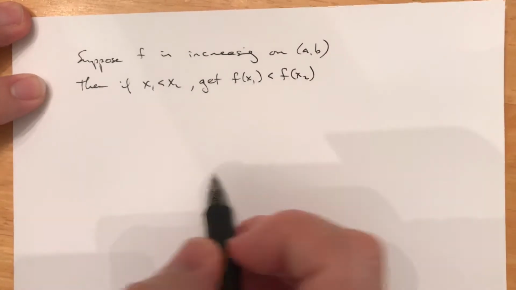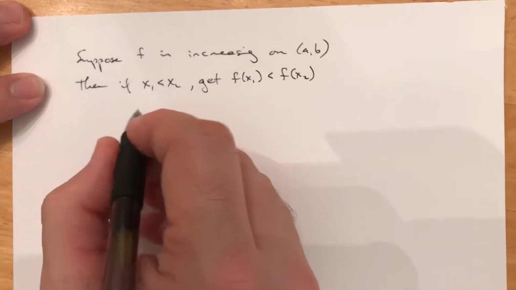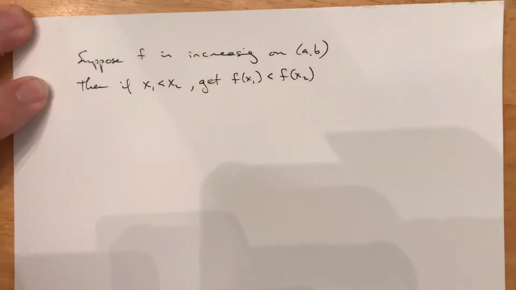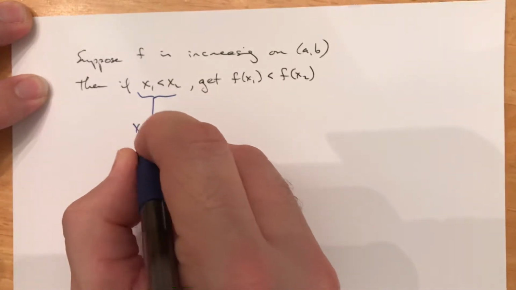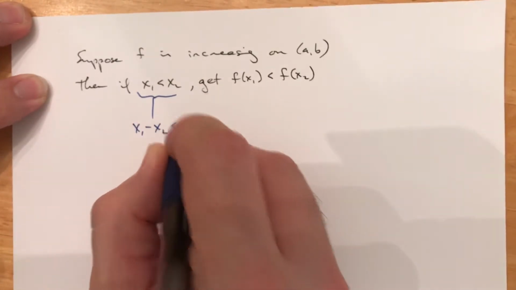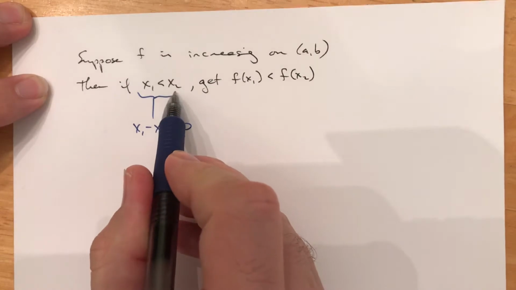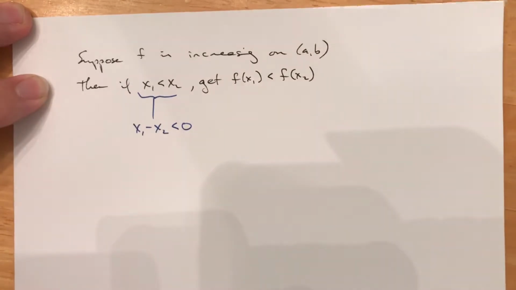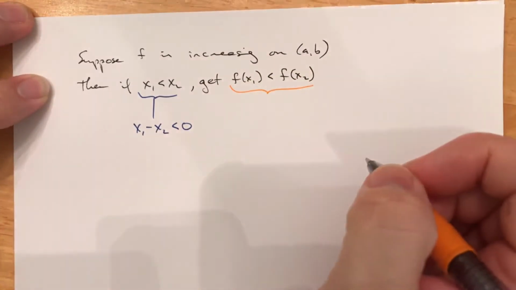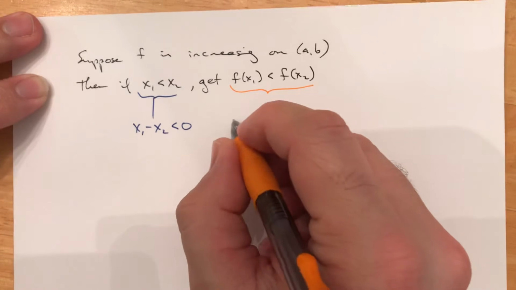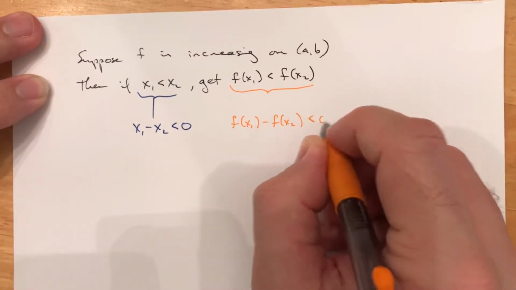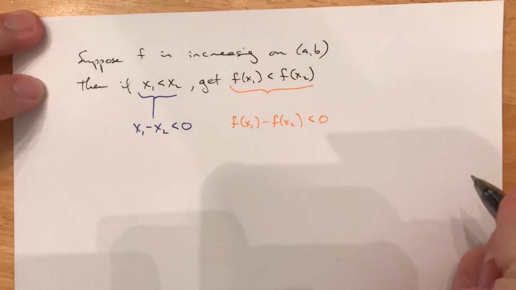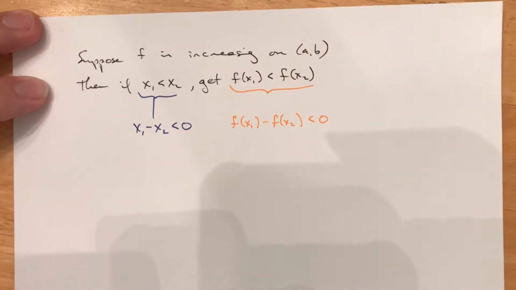We're going to take each of those two inequalities and rearrange them a little bit. The first one we're going to turn into x1 minus x2 is less than 0. All I'm doing is subtracting x2 over to the left side. Then we're going to take our second inequality and do the same thing. f of x1 minus f of x2 is also less than 0. And then divide those.